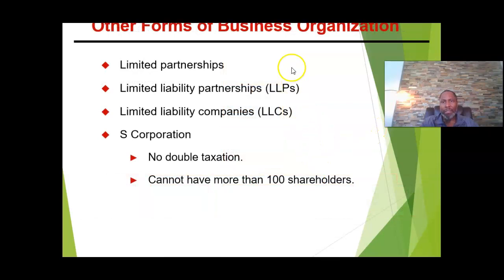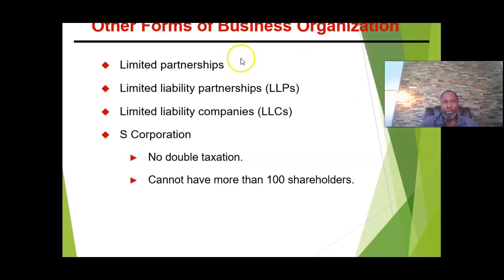Okay? Now, there are other forms of business. So let me ask you a question. How many have the desire to run your own business? Okay? So it is key that you understand the business structure that would be the most advantageous for your type of business. And there are several types of business structures.